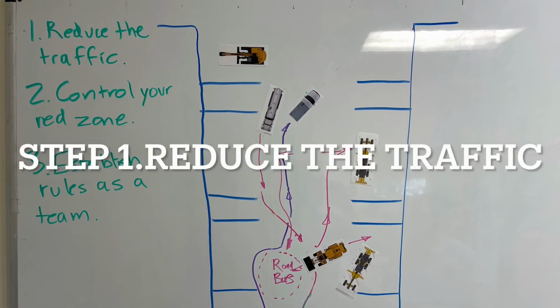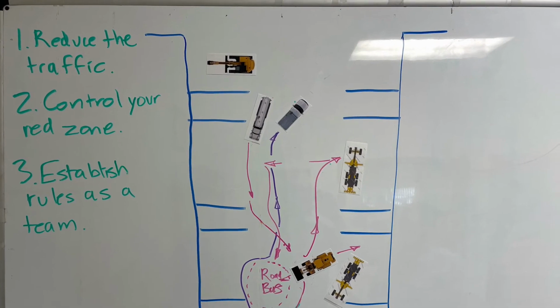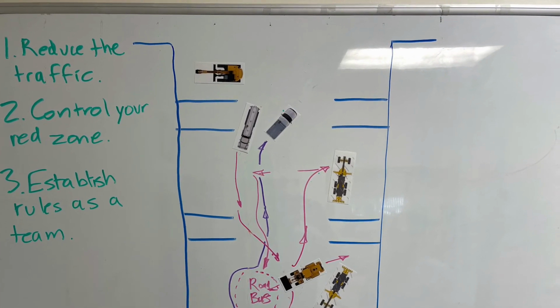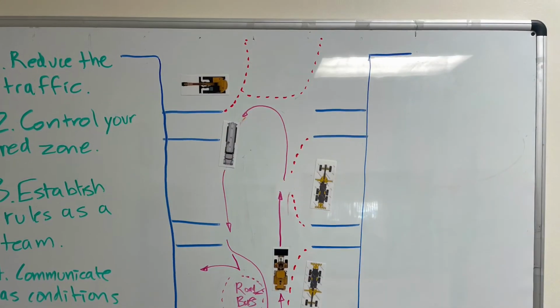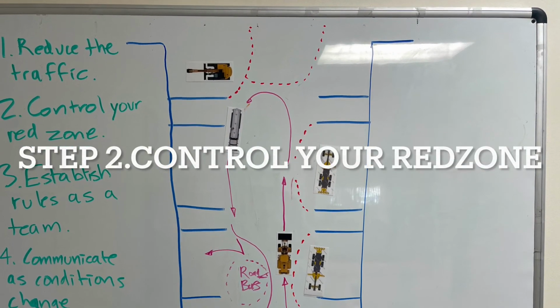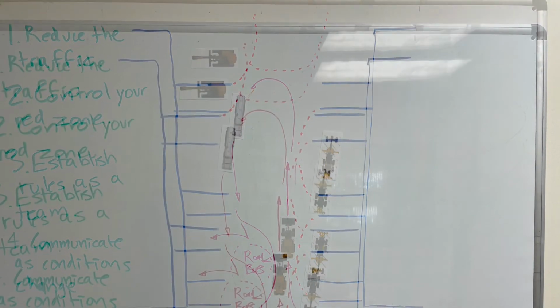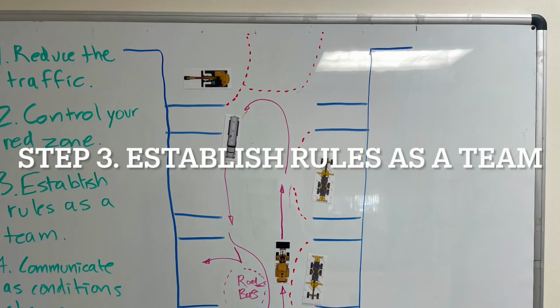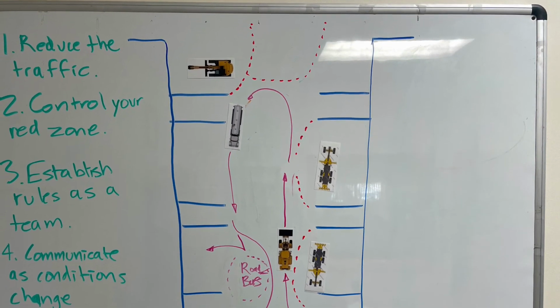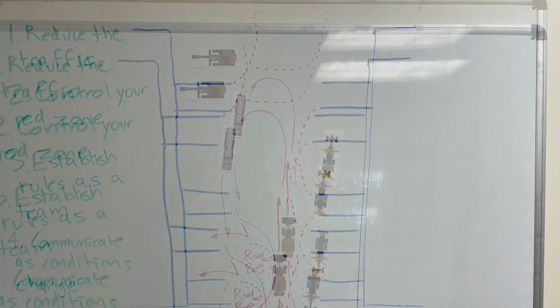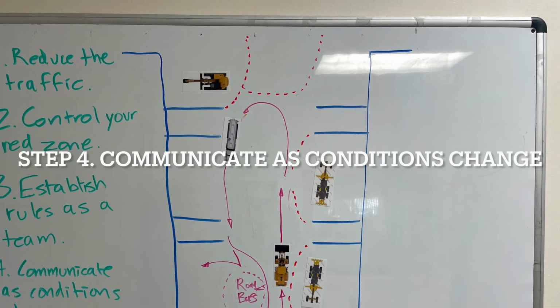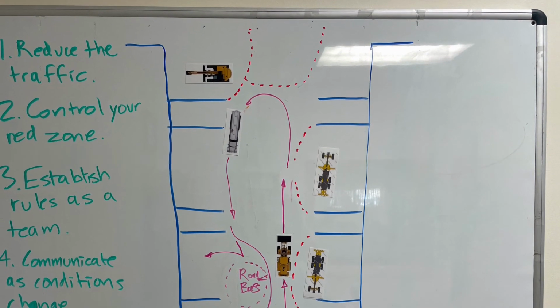So the first step is to reduce the traffic. The second step is to control your red zone. The third step is to establish rules as a team. And then the fourth step is to communicate as the conditions on the job site change.